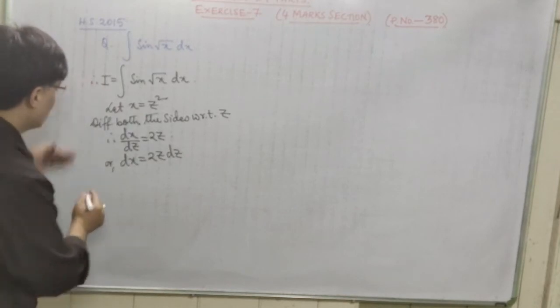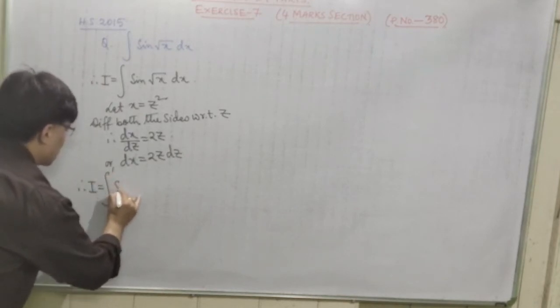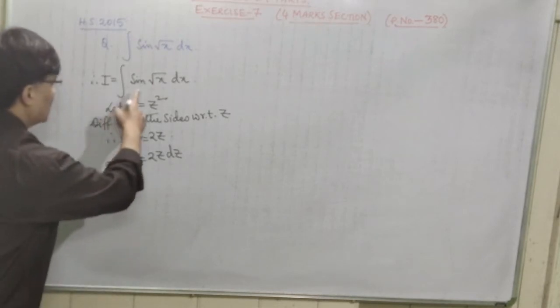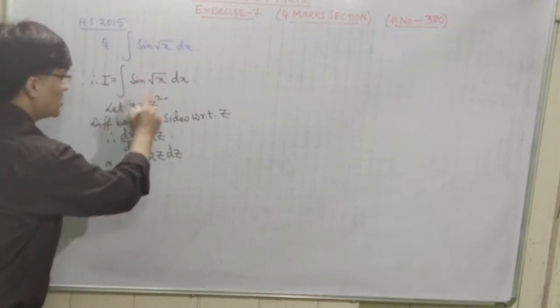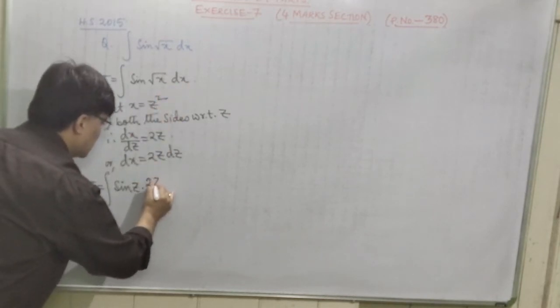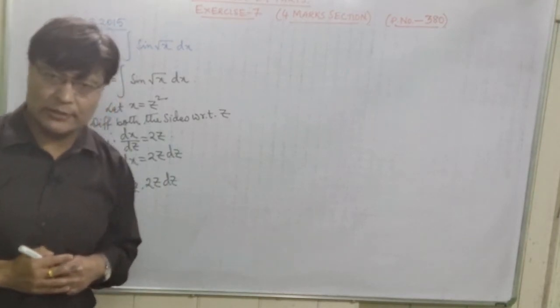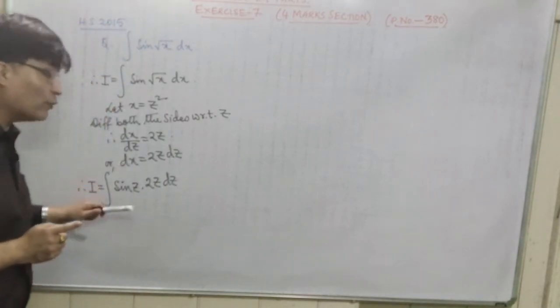So let us put these values in I. Therefore I is equal to integration of sine of root over x, which is root over z square, that is z, into what is dx here? It is 2z dz. Understood? So now in the next step, what will you do?